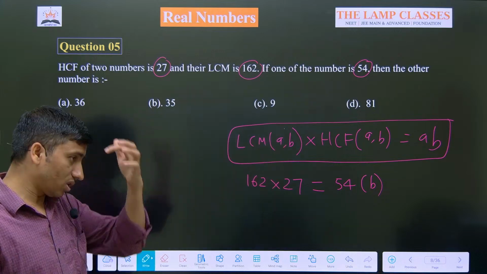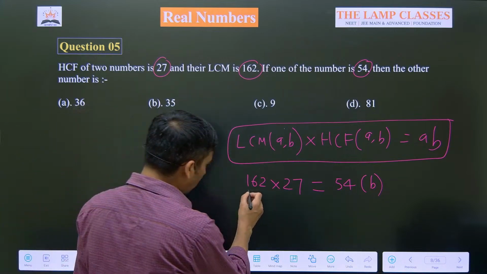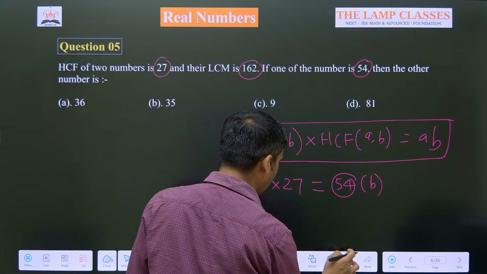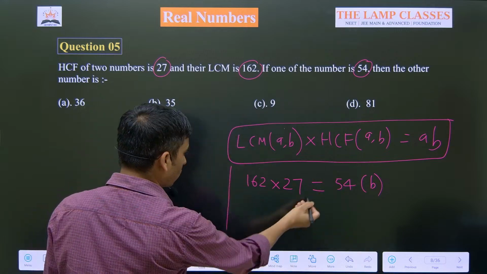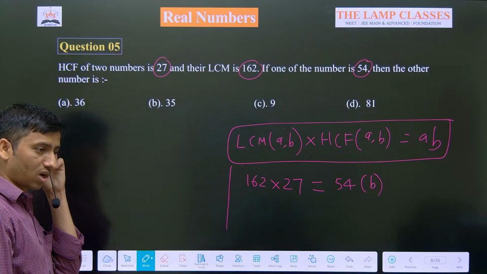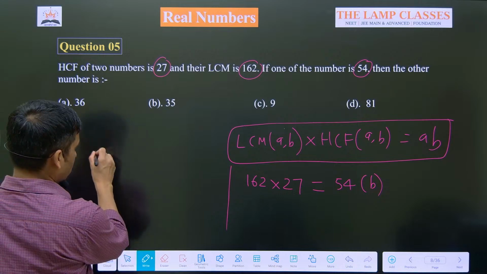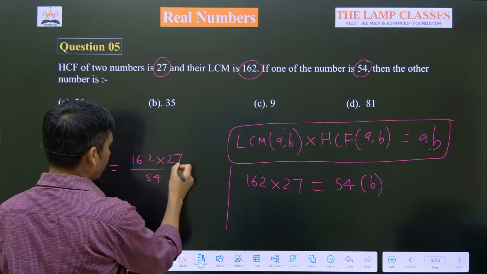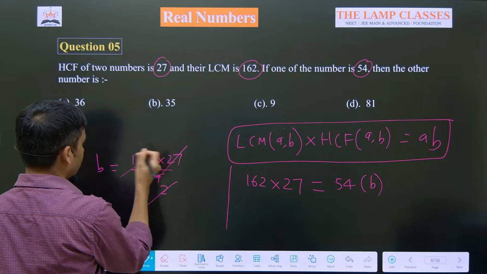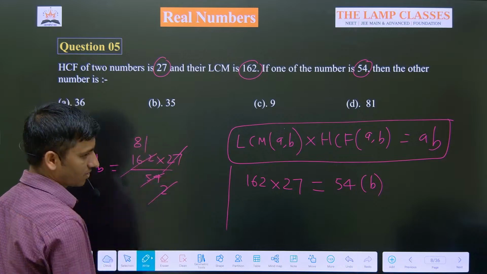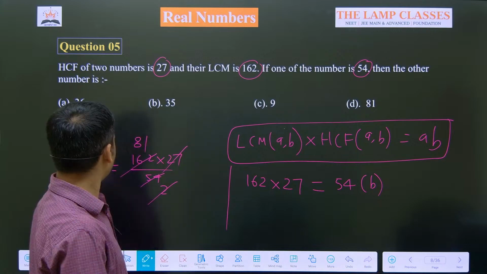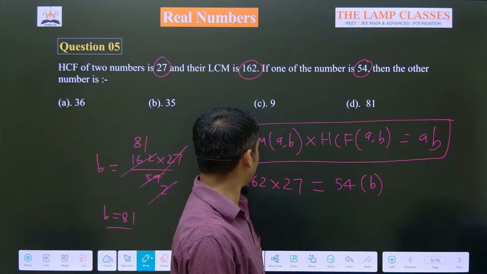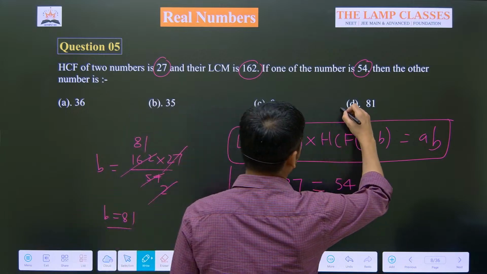Now, one more thing, please remember, do not multiply them, okay? What we can do instead is bring 54 to the other side and cancel it. If you go into the multiplication, you are actually making it lengthier and it will take time to solve. So B has to be 162 into 27 upon 54. We can cancel this by 2 and this again will get cancelled. So the second number has to be 81, which is actually option D. So our answer will be D.